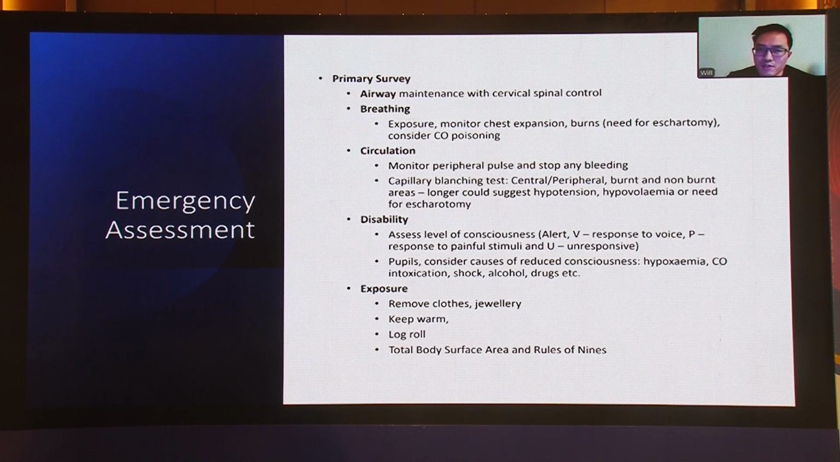Part of your emergency assessment is the usual primary survey, going through A, B, C, D. Airway: it's important to ensure the airway is maintained, and they may or may not need cervical spinal control. Breathing: monitor chest inspections. With burns, there may be a need for escharotomy if there are full thickness burns around the whole chest. You also need to consider carbon monoxide poisoning.